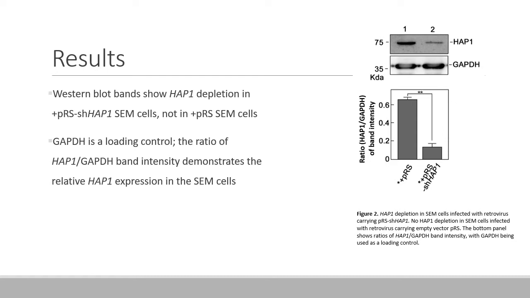A Western blot was done to compare the expression of HAP1 in the cells. GAPDH was used as a loading control, so by plotting the ratio of HAP1 to GAPDH band intensity, it demonstrates HAP1 depletion in the pRS-shHAP1 cells and not the control cells.